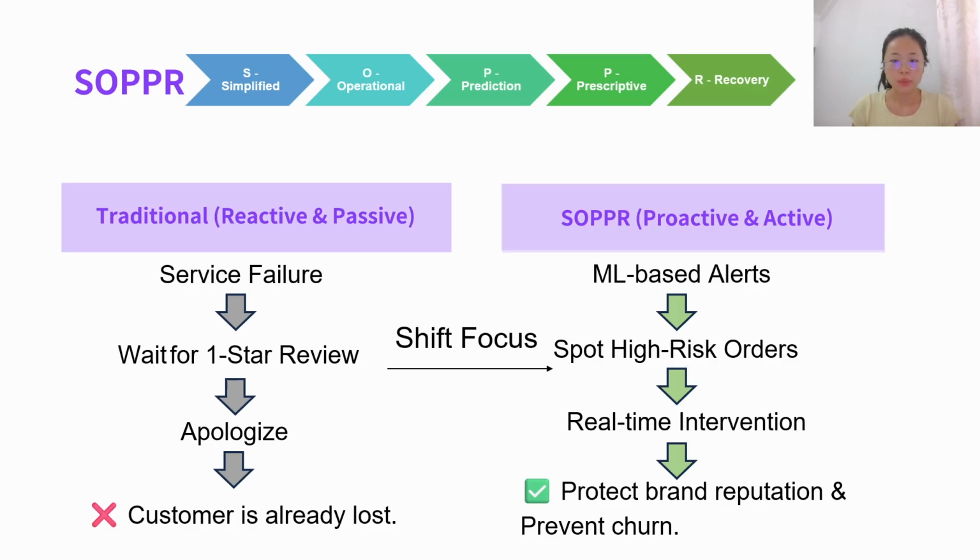To solve this problem, I created a workflow called the SOPPR framework. This stands for Simplified, Optionally, Prediction, Prescriptive, Recovery. Traditionally, e-commerce platforms handle angry customers passively. They wait for a one-star review to appear, and then they apologize. But by that time, the customer is already lost. The SOPPR framework shifts our focus from passive reviews to active, machine learning-based alerts. It allows us to spot high-risk orders in real time.